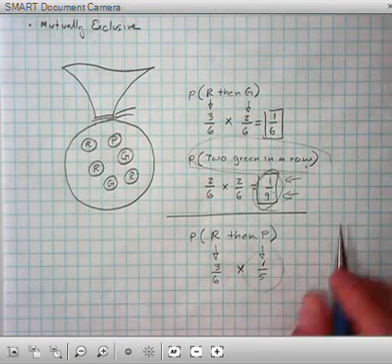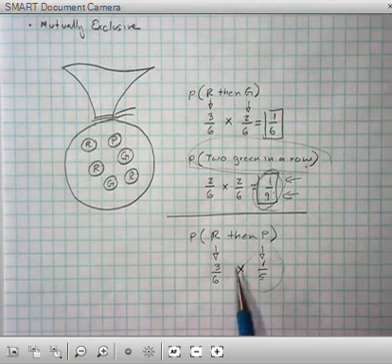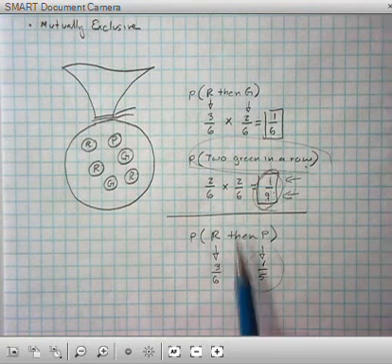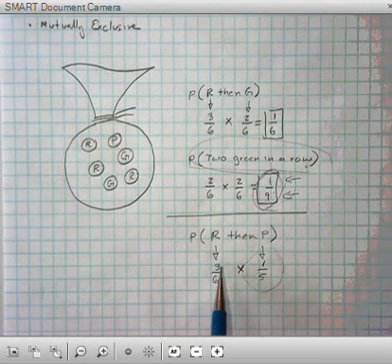Yes, Alex? What if you don't pick a red? This is our favorable outcome. So you're saying, well, if it's not a red one, then that wouldn't change it.